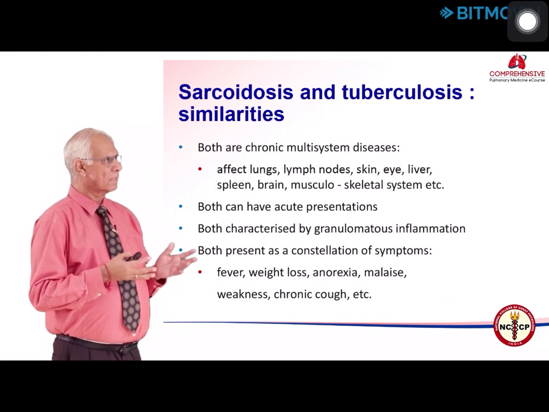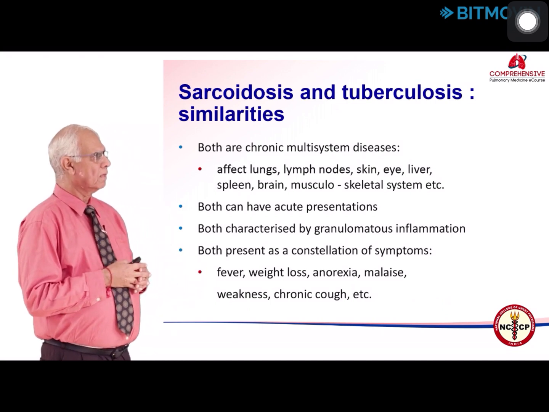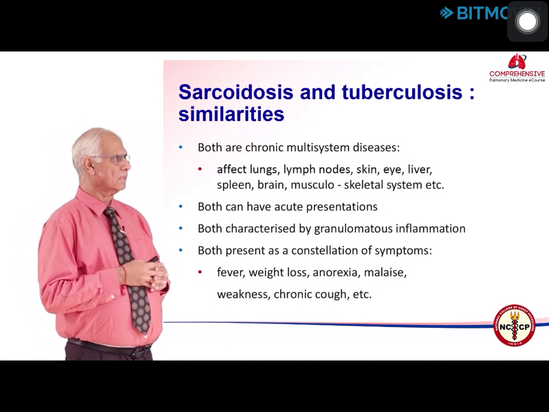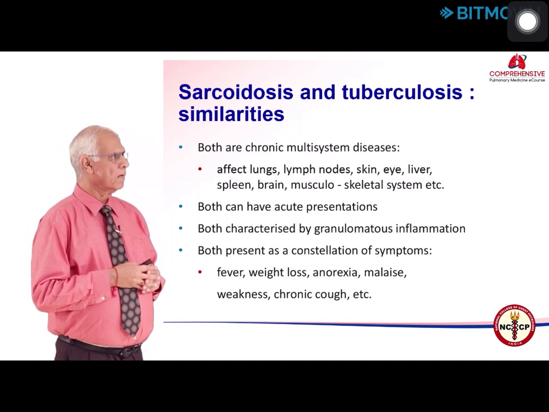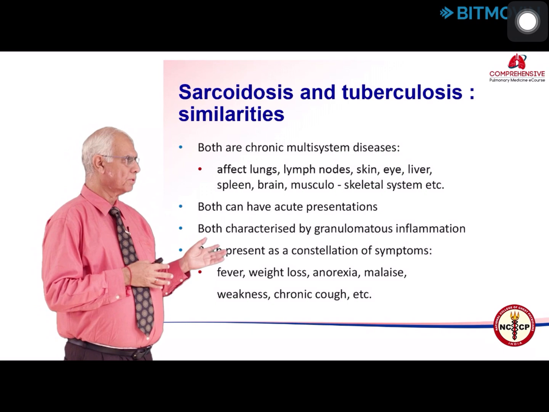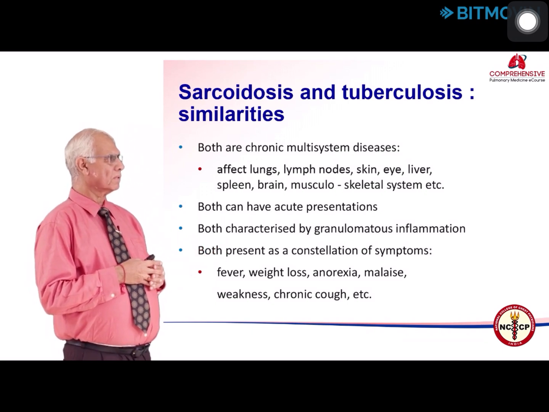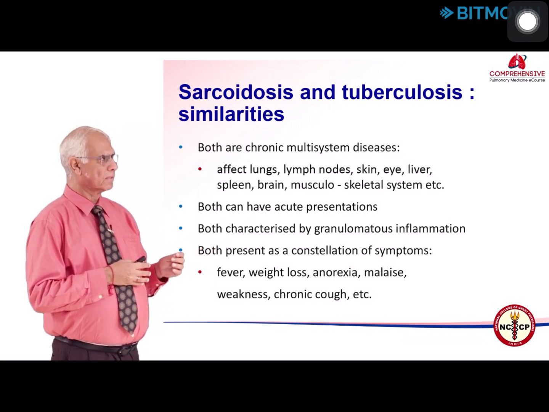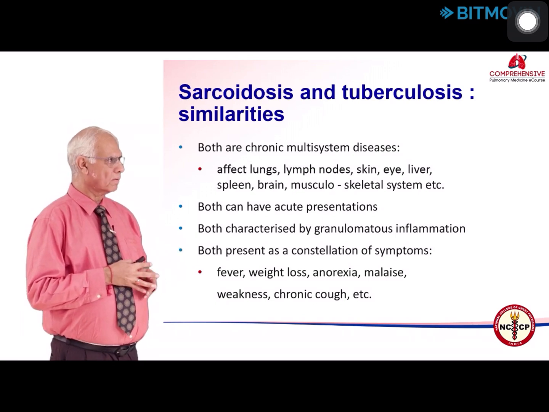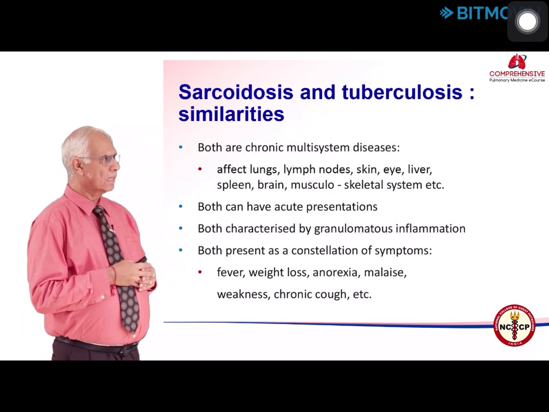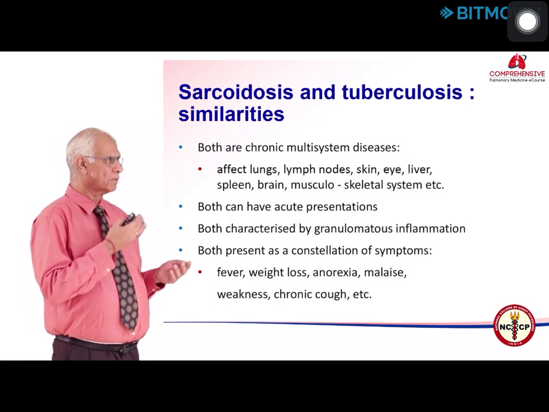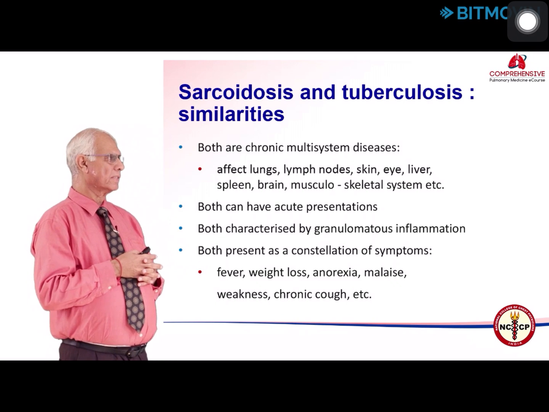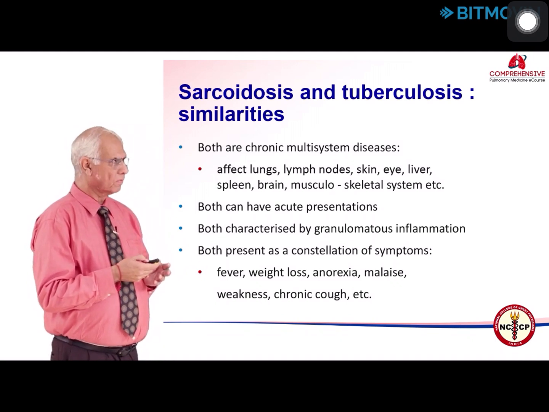And now let me just highlight the similarities between both the diseases. Both are chronic multisystemic diseases, affecting the lungs, lymph nodes, skin, eyes, liver, spleen, brain, and musculoskeletal system. Both can have acute presentations, as I showed you in a patient of sarcoidosis. Both are characterized by granulomatous formation. In fact, this is the hallmark of both the diseases. Both present, at least in India, with a constitutional constellation of symptoms, like fever, weight loss, anorexia, malaise, weakness and chronic cough.